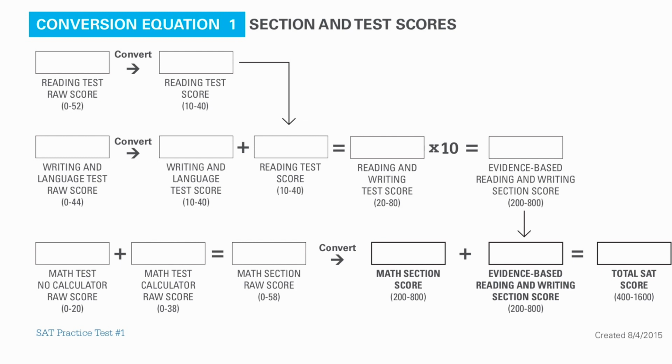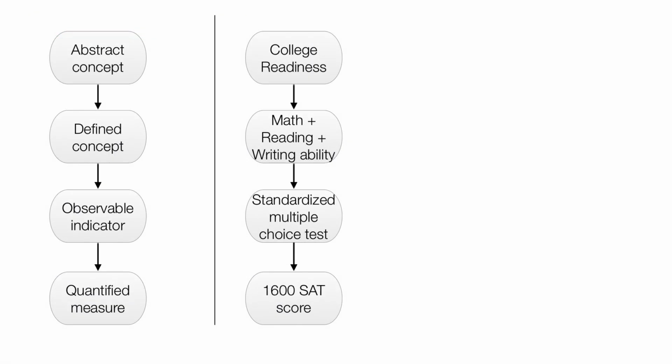So you can see here that basically there's a combination writing and reading score that then is multiplied by 10 to give that other 800 point max that goes along with the math score for the total of 1600. So basically then we have a possible score ranging from 400 to 1600 for all sections of the SAT as the quantifiable indicator of a student's college preparedness.